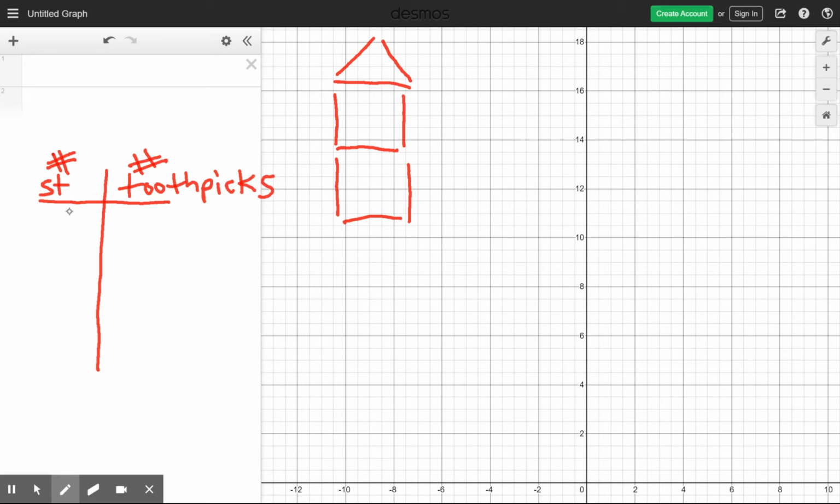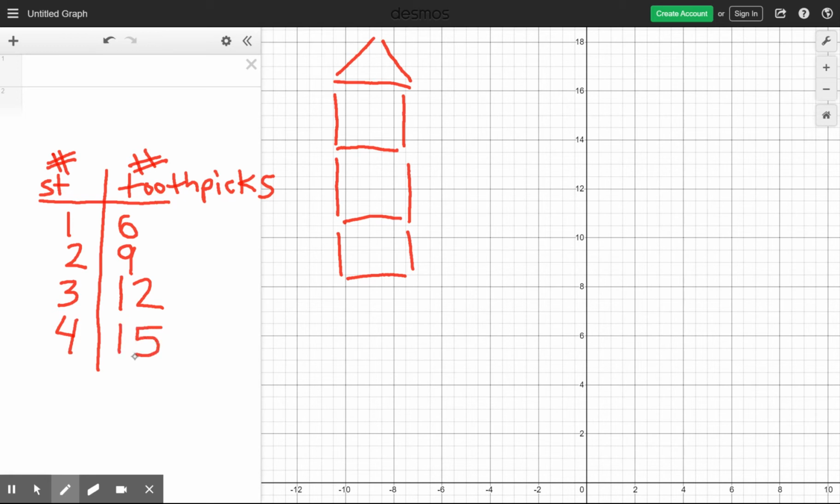So first we have 1 story, took 6 toothpicks. 2 stories, did you add it up? Takes 9 toothpicks. Pause the video and continue adding stories and toothpicks. Okay, you should have found that the next story, when we have 3 stories, now there are 12 toothpicks, and 4 stories gives us 15 toothpicks.